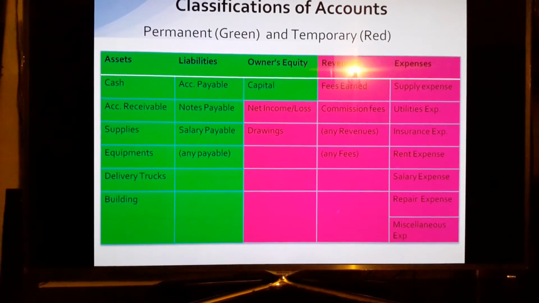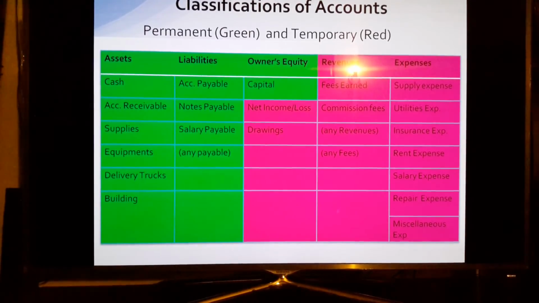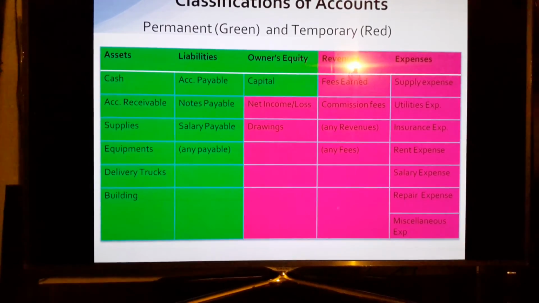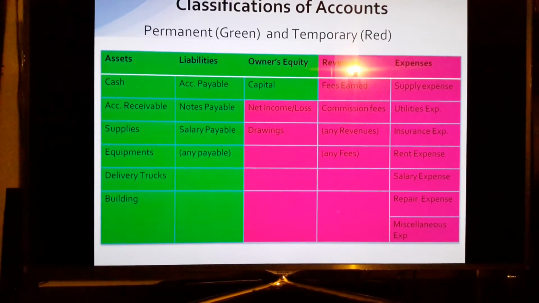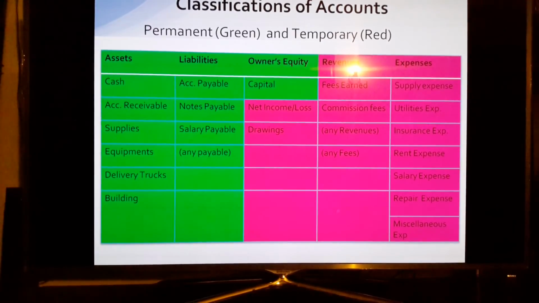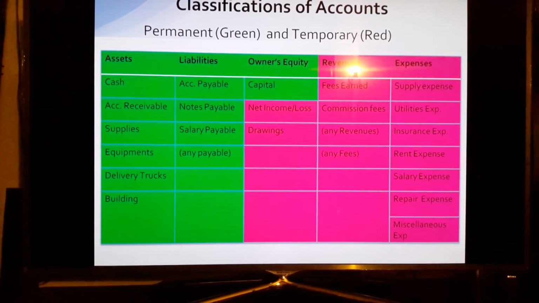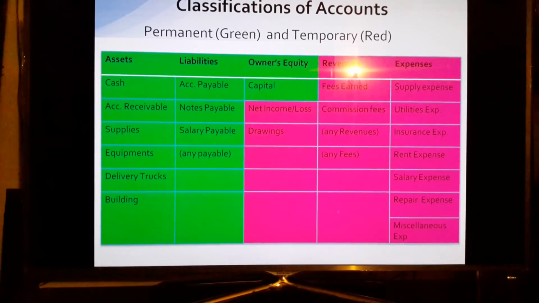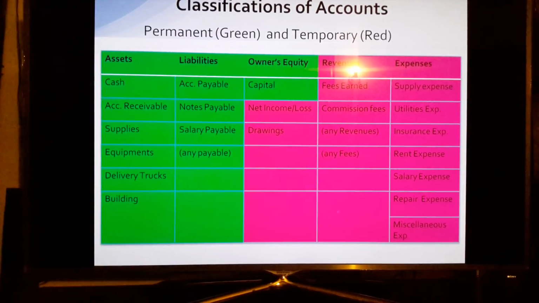Then you go to the broad one, expenses. You should know what your expenses are. Supply expense, utility expense, insurance expense, rent expense, salary expense, repair expense and miscellaneous expense. Miscellaneous expense could be like cleaning the carpets and little transportation costs that sometimes you don't have anywhere to classify. You would just put them in one expense account.